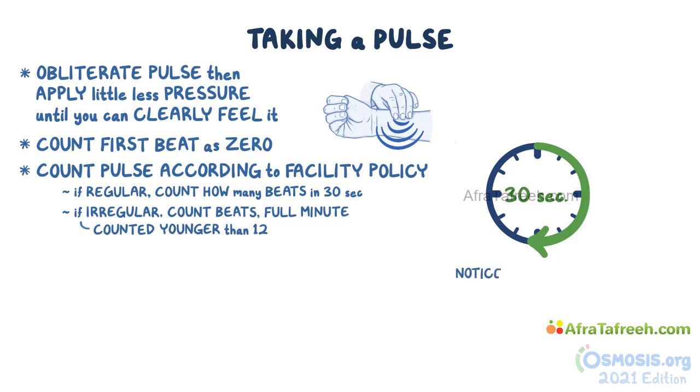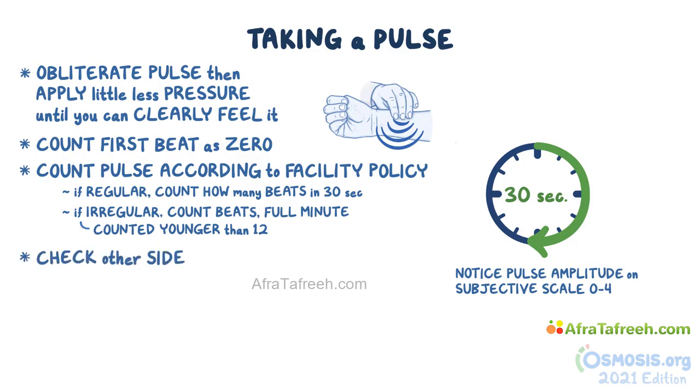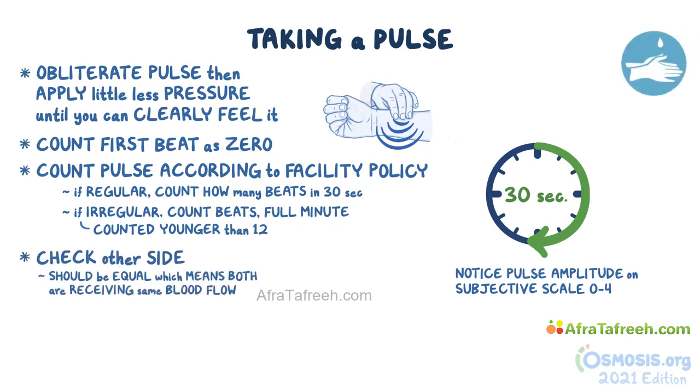While you count, notice the pulse amplitude on a subjective scale from 0 to 4. Now, check the other side to assess for symmetry. Both sides should be equal, which means both are receiving the same blood flow. When you're done, remember to practice hand hygiene.